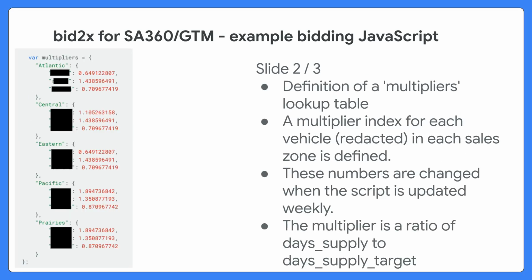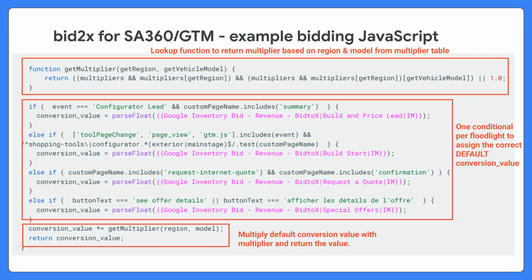Continuing the JavaScript example, this slide details the definition of a multipliers lookup table. These multipliers are updated weekly based on supply ratios. The redacted labels are car model names and indicate whether each is in an oversupply or undersupply situation in each region of the country. The final part of the JavaScript example shows a lookup function to return multipliers and a conditional block that determines which floodlight is currently happening.